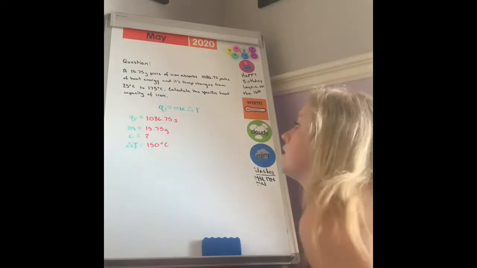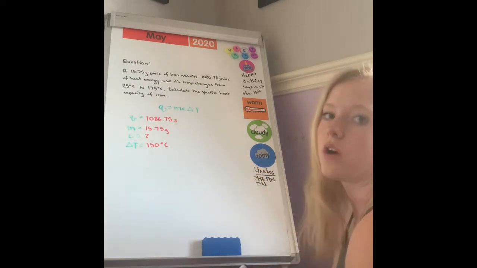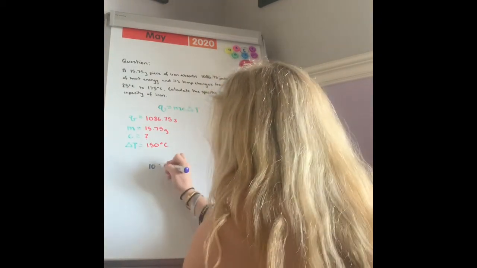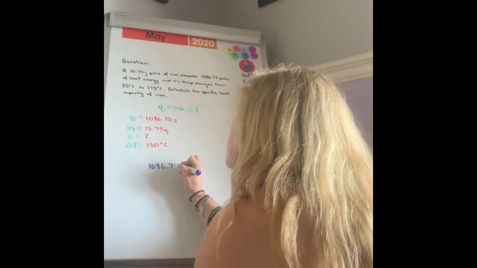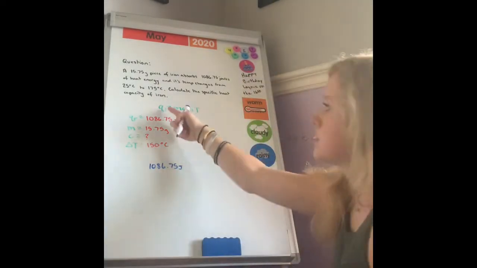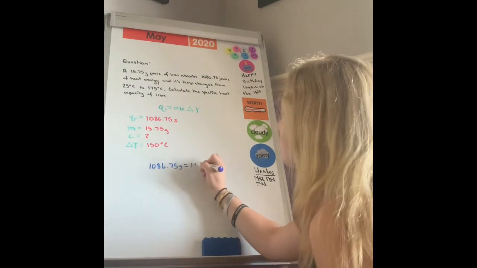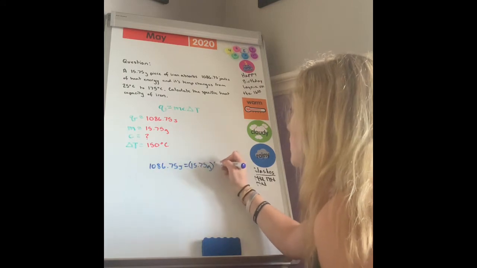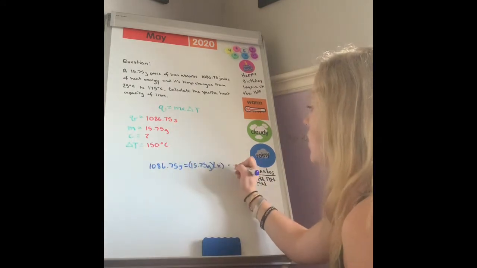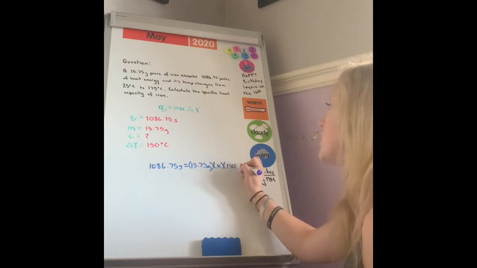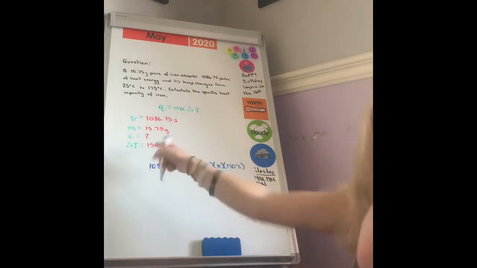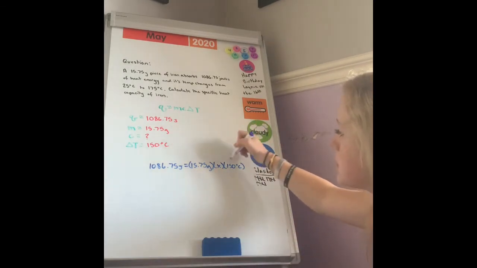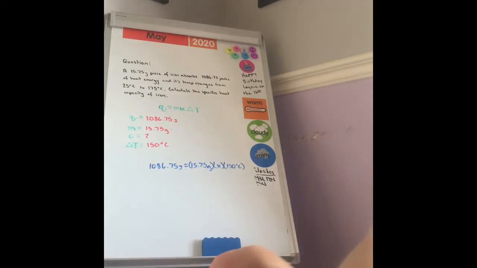So to calculate this, we just plug these numbers back into our equation, Q equals MC delta T. And so we have 1086.75 joules is Q equals 15.75 grams. And then we have X as our unknown, and then 150 degrees Celsius as our delta T. And then, so first we will multiply these two together just like in a two-step equation.